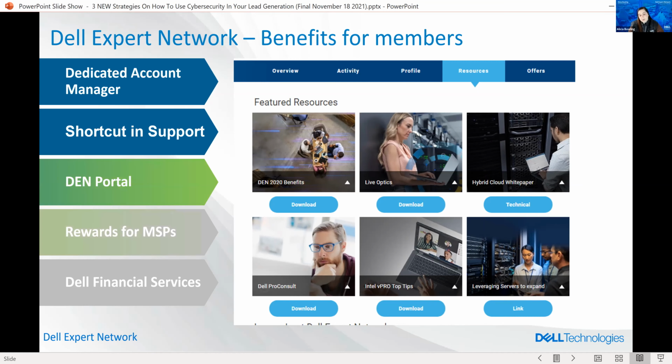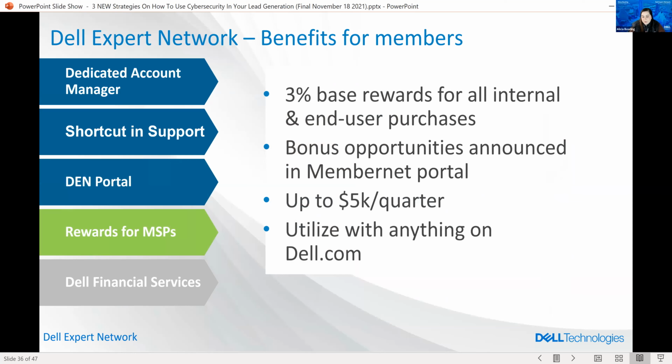The next benefit's probably a favorite of the MSPs in our program, because who doesn't love money, right? So again, going back to, you want to feel rewarded and like you're being recognized for those referrals that you're giving to Dell. How we do that is we give you a base 3% in rewards on anything those end users of yours purchase. You can earn up to $5,000 a quarter. There's actually a bonus opportunity right now. If those end users use our leasing options, you get a bonus 2% back. So you're earning 5% back on all of those end user orders.